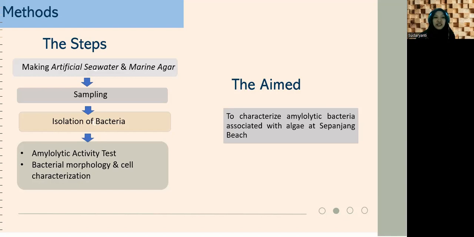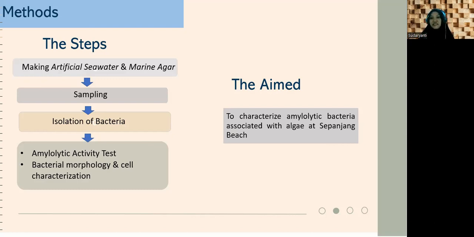And the slide is the first. We are making artificial seawater and marine agar. And the second is sampling. Algae sampling was carried out on the beach at low tide. Next, the algae samples were put into a plastic sample and placed into a cold box for further isolation of bacteria associated with the algae. And the next is isolation of bacteria.